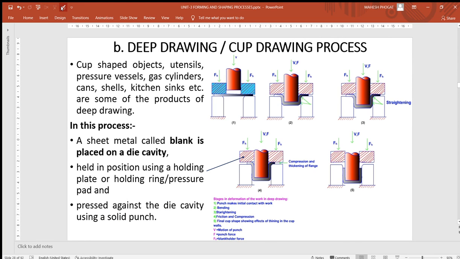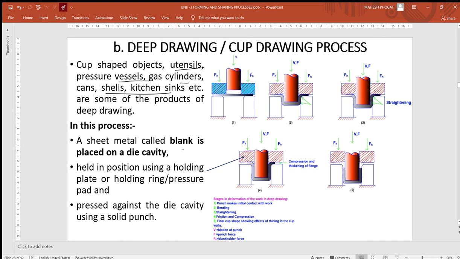Here in the diagram you can see different setups arranged on the right side of the picture available to us. Deep drawing is basically used for manufacturing utensils, pressure vessels, gas cylinders, cans and different types of components which require depth in them to store something.